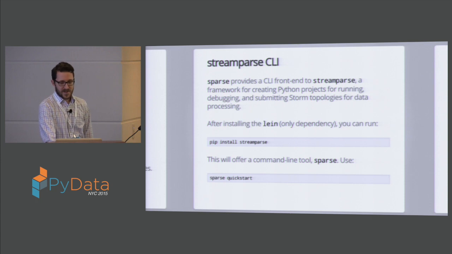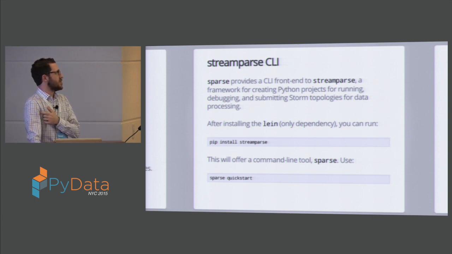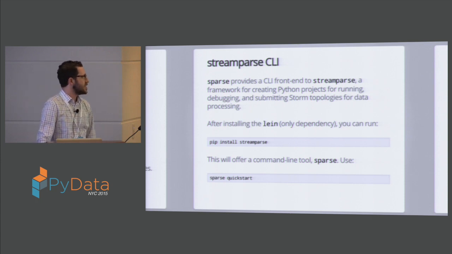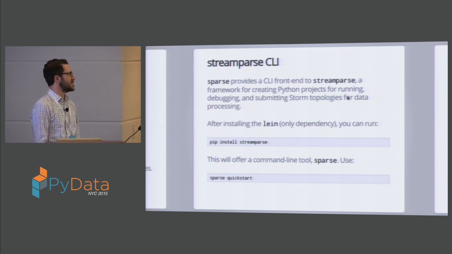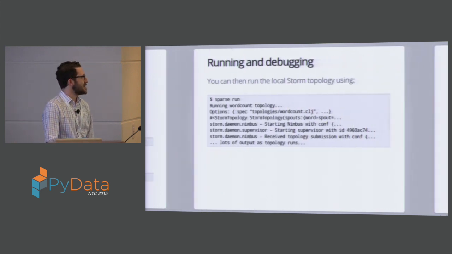So Streamparse provides this command line interface called sparse. That's the front end, and you can install it with pip. You can install this whole thing with pip, and annoyingly right now you need this other dependency that's not pip installable called lein, which is a Clojure thing. But once you have that set up, you can just run sparse quickstart, and it'll give you an example project that is a word count topology. And you can run it by running sparse run.